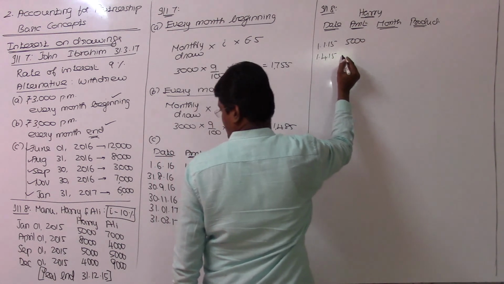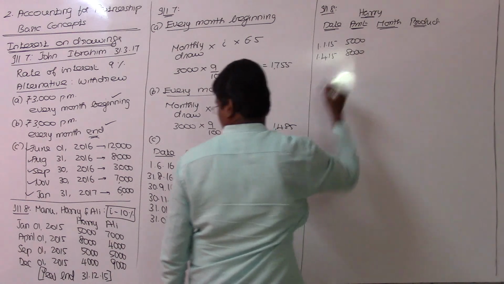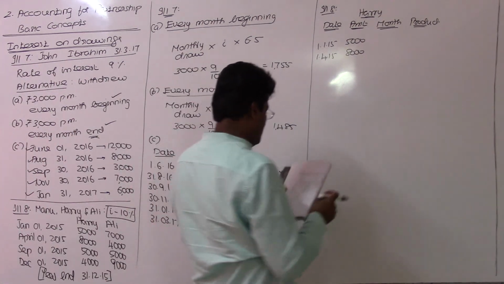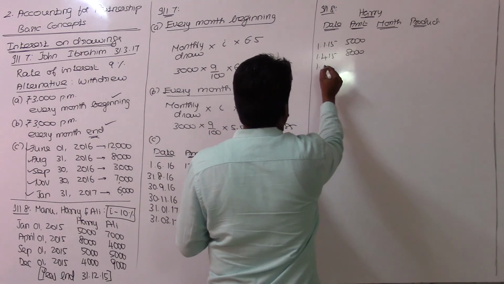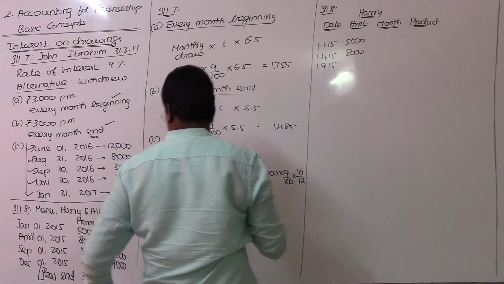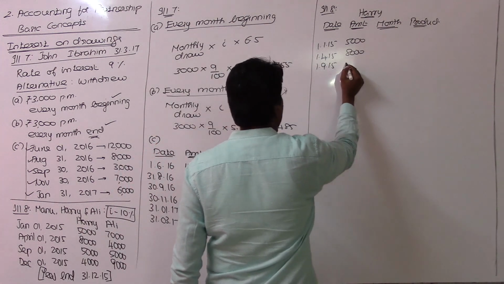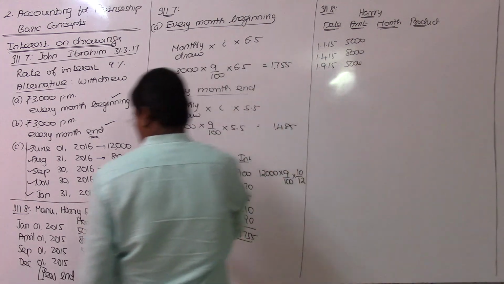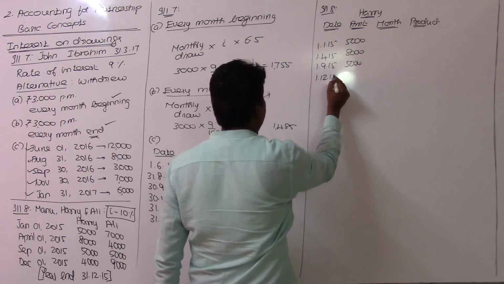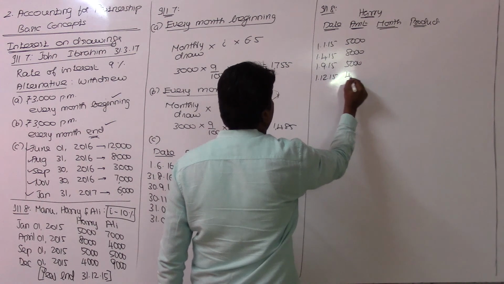The next one is 1st April 15. The amount of drawing is 8,000. The next one is 1st September 15. The amount of drawing is 5,000 rupees. Then the fourth drawing is 1st December 15, the value being 4,000 rupees.